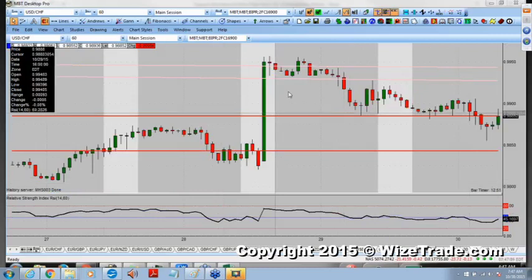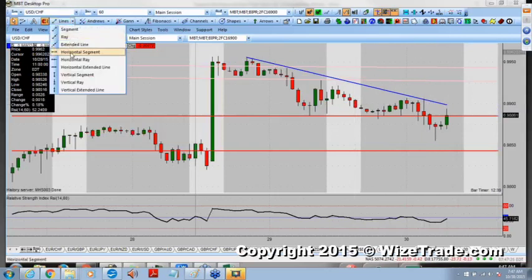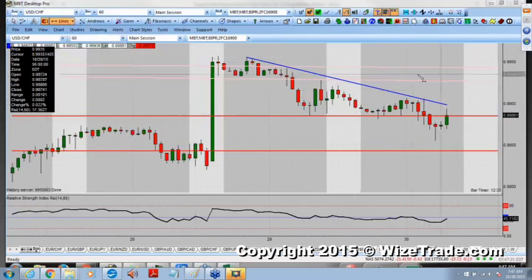It's kind of like the euro dollar. If the Swissie can break above 99.10, that'll release the Kraken. Release the Kraken. But 99.10 would be a nice breakout point.